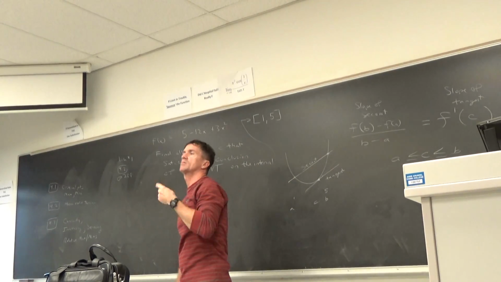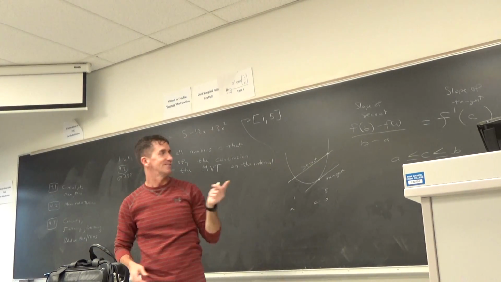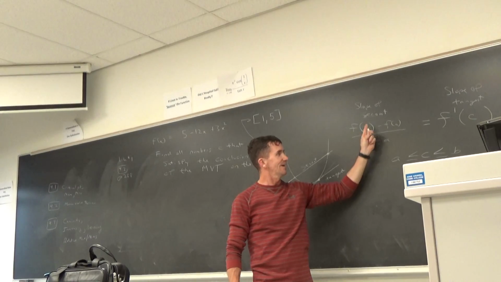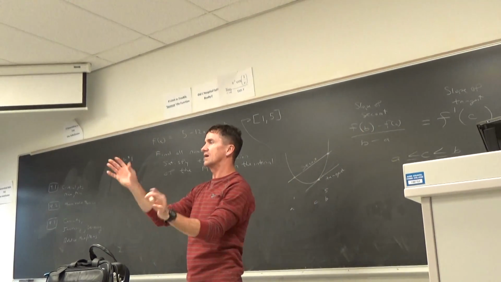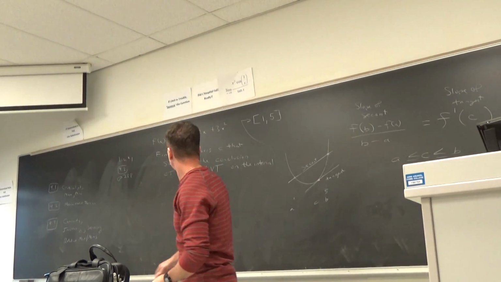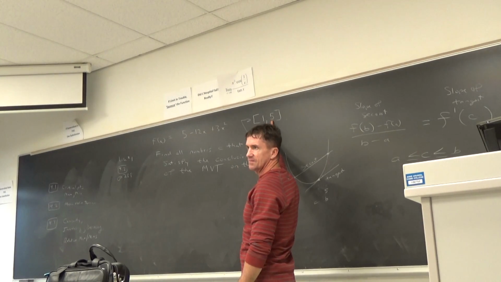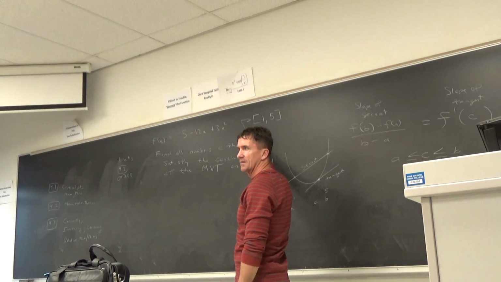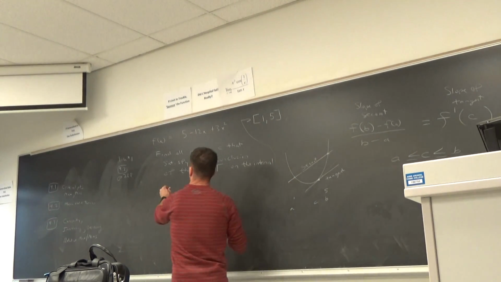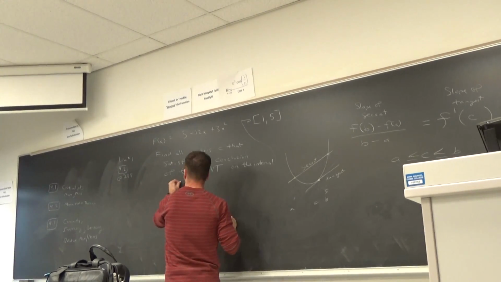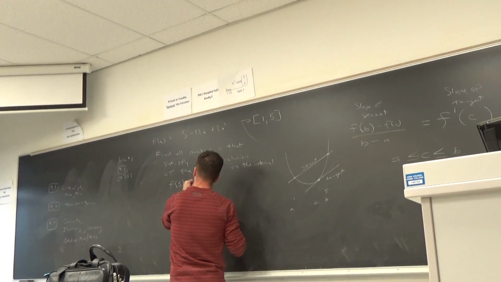So I say we start with the easy part. What's the easy part? Slope of the secant. No calculus, right? f of 5 minus f of 1 all over 5 minus 1. Okay, what's f of 5? This is y sub 2 minus y sub 1.